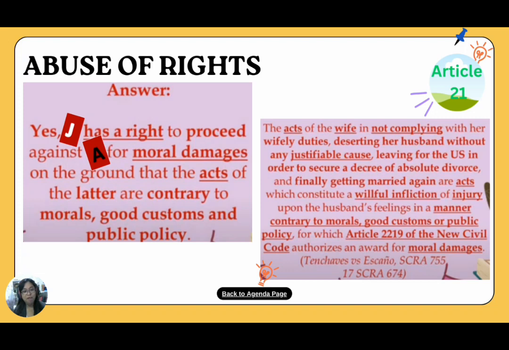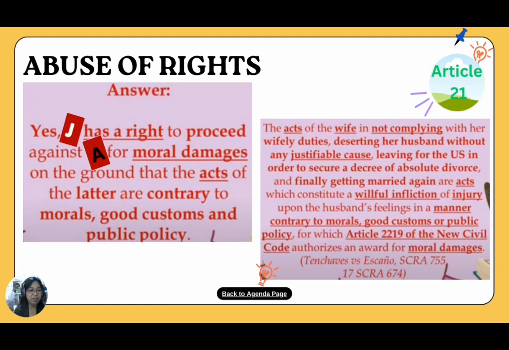Willful yung act. Willful infliction of injury, di ba? To her husband. Contrary to morals, good custom, and public policy. For ano naman, Article 2219, di ba, of the New Civil Code, it authorizes the award of moral damages.